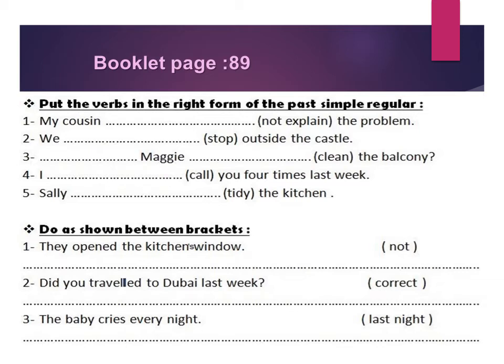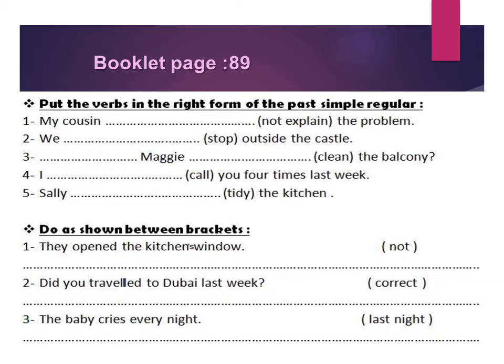Number 2, we stop outside the castle. Stop here is a regular verb, so we have to add just ed. But wait, this verb is ending in CVC, so we have to double the ending letter. So the answer will be we stopped outside the castle.